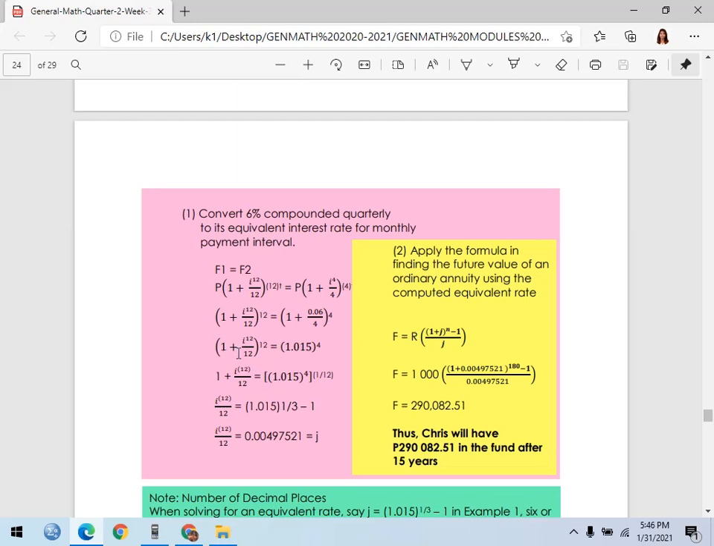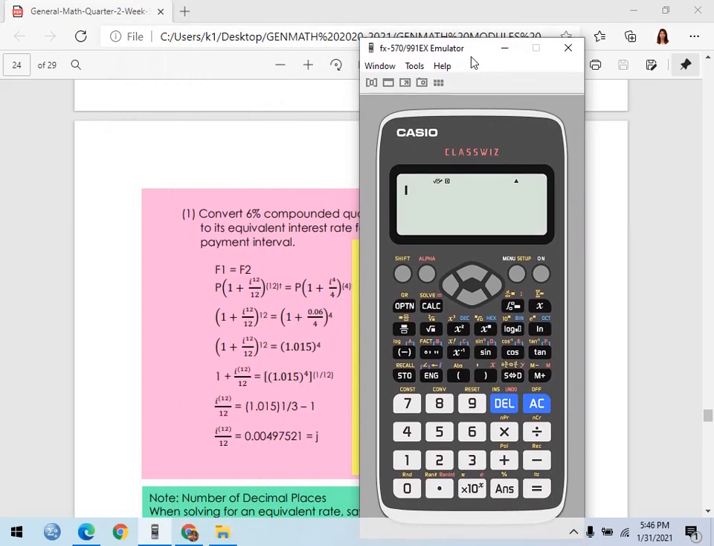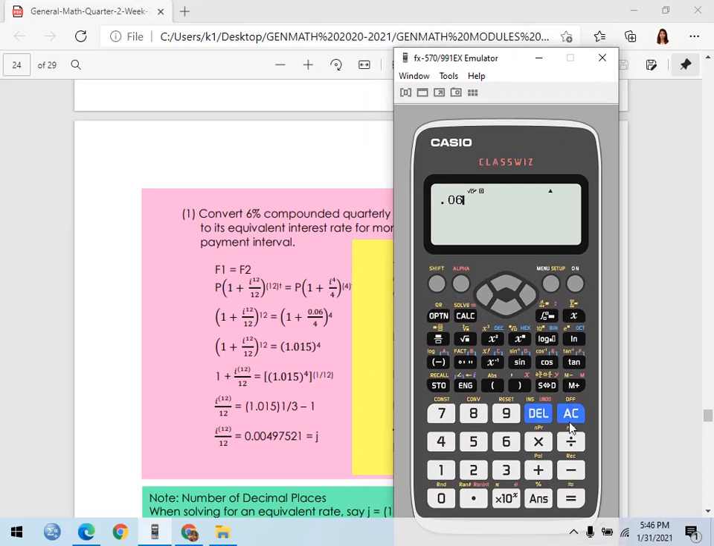So, we have (1 plus I over 12) raised to 12 equals (1 plus 0.06 divided by 4). Pwede nyo nang isolve agad yun. So, 6% divided by 4, using our calculator. So, ang gagawin nyo lang is 0.06 or yung 6% compounded quarterly. So, divided by 4 is 3 over 200. And then, plus 1.